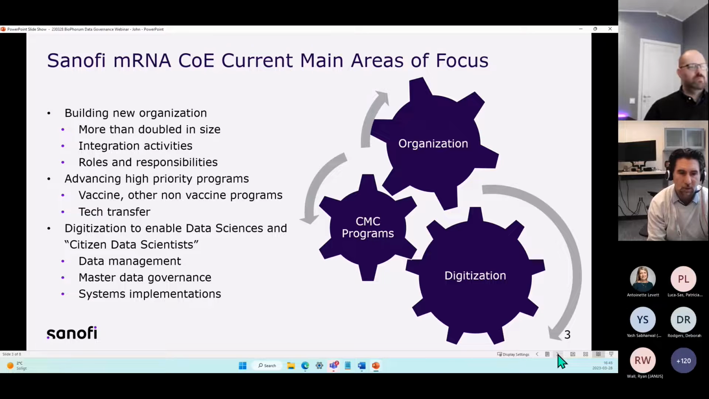Not only were we hiring like crazy, we were also in the midst of integrating Translate Bio with Sanofi. So we had new systems we had to learn, new computers that we had to get, and a new business and organizational structure that we had to define. And all of that was happening at the same time as advancing some very high priority programs, which were mainly focused on vaccines last year, and starting to look at other non-vaccine programs.